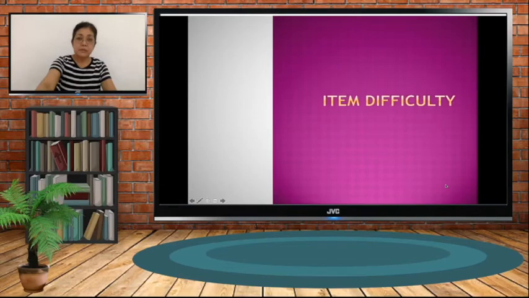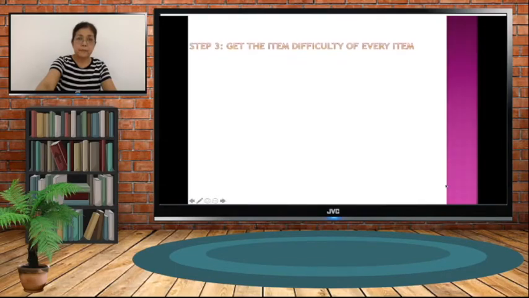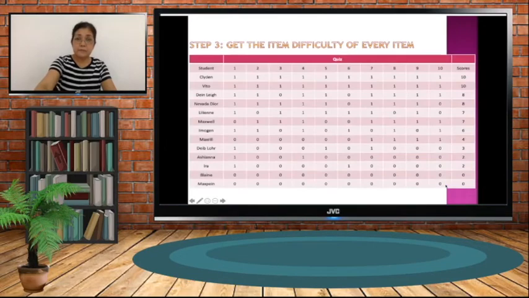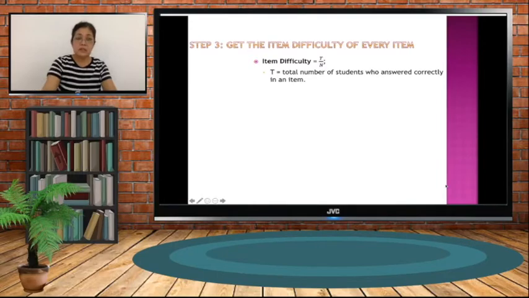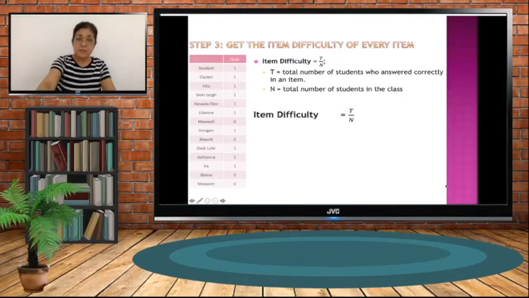For the item difficulty, we get the item difficulty in every item. Here we have the corresponding items. Let's follow the formula. Item difficulty is equal to T over N, wherein T represents the total number of students who answered correctly in an item. So we are only after the students who answered correctly, divided by the total number of students in the class. So let us substitute.